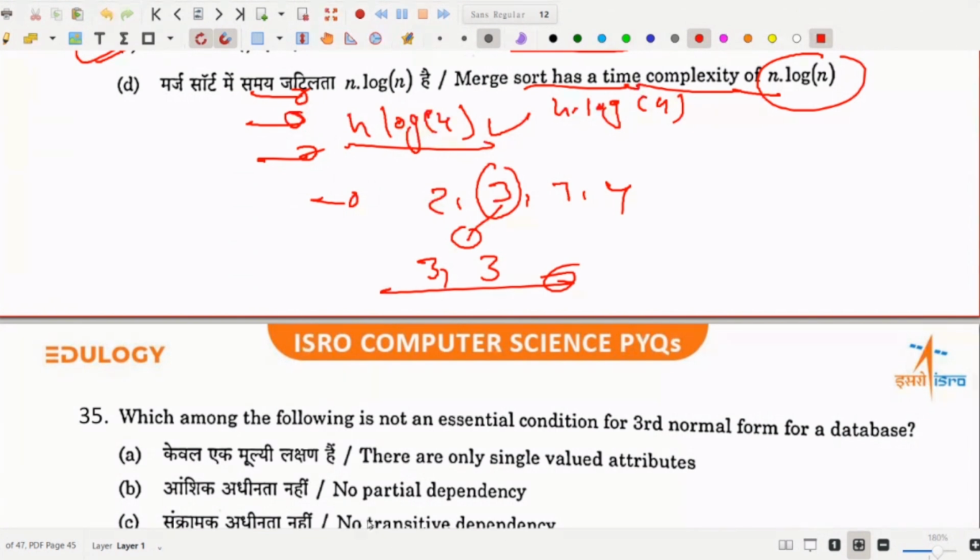A stable sort means, sir? Stable means the order of the elements will be preserved. This key came first, so you will keep it in the first position. This key came last, so you will keep it in the last position. This key will never come before this three. Got it? Or in place sorting are those sorting which take logarithmic time to perform the operation. Okay, fine.